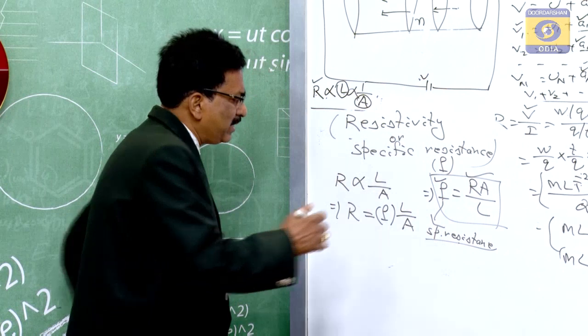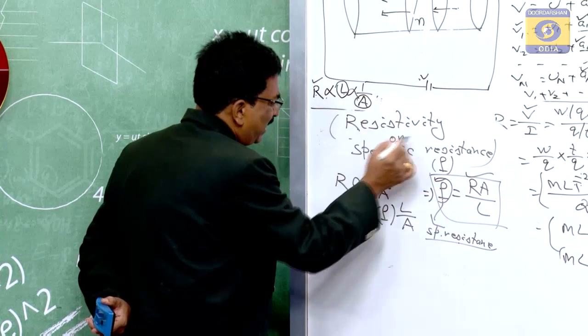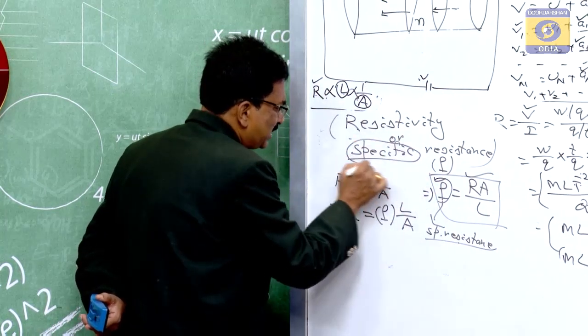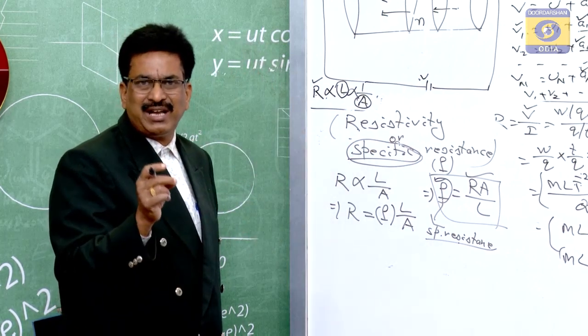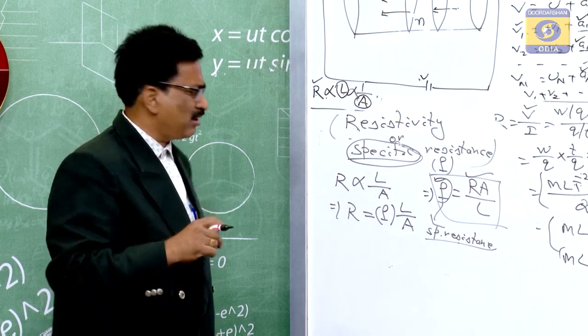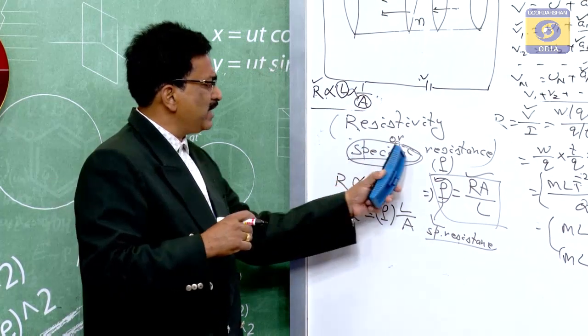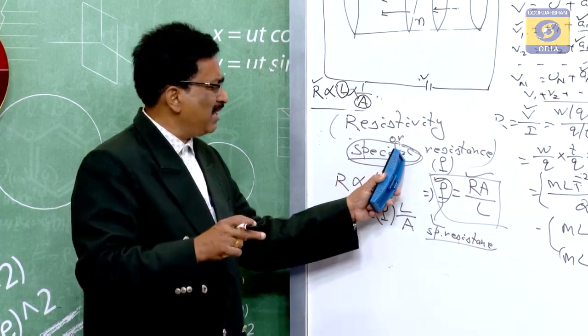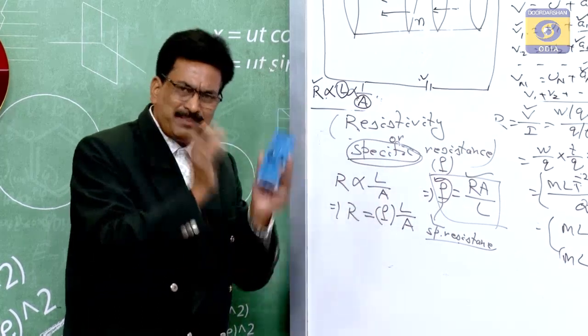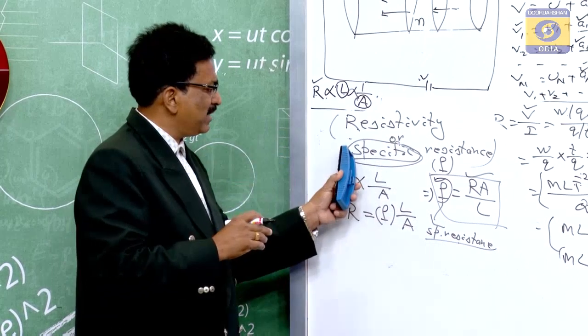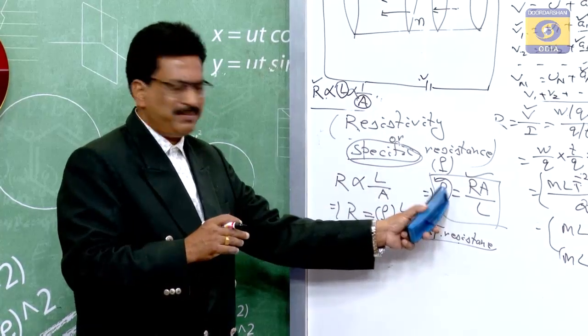How will you define this specific resistance? Specific is derived from the word special, though we generally say it is for a special occasion. That is not correct, it means a special one. So, specific means special, and resistance is the resistance we have derived. So, this is a specific type, a special type of resistance, which is called the specific resistance.